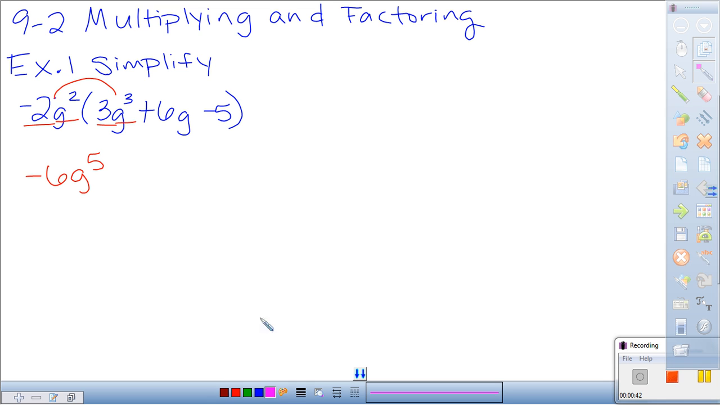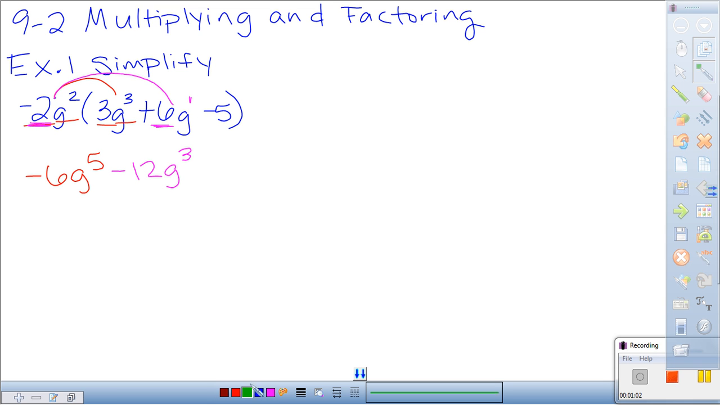And then we'll do negative 2g squared times 6g. Again, multiply our numbers first. Negative 2 times 6, negative 12. G squared times g gives me g cubed. Again, I'm adding those exponents. There's that imaginary 1 there.